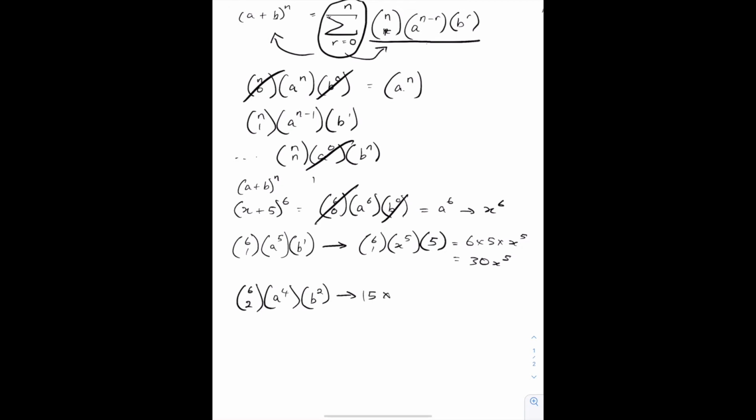Then that's multiplied by a to the power of 4, and a is x in this case, so it's x to the power of 4. And then it's multiplied by b squared, so b squared is 5 squared, which is 25. So the next term is 25 times 15 times x to the power of 4, which is equal to 375 times x to the power of 4. So we keep going like this, and essentially this simplifies it in a much easier way to represent for future problems.